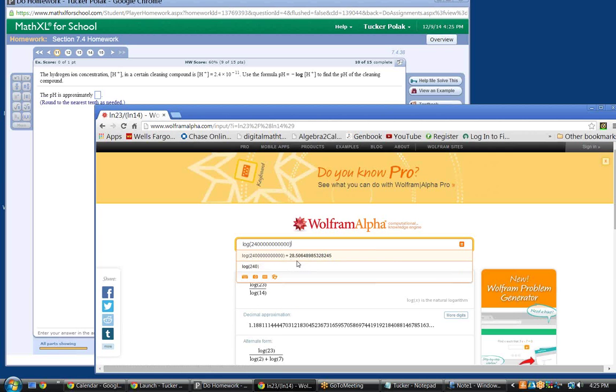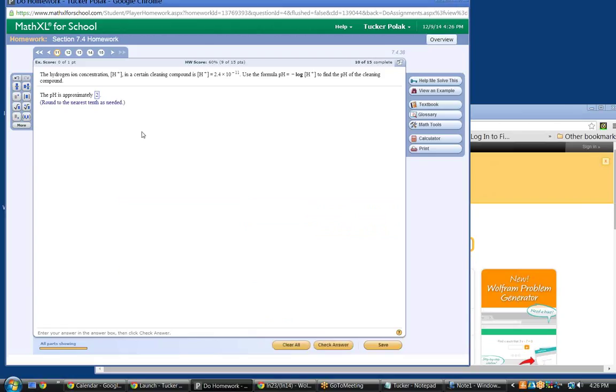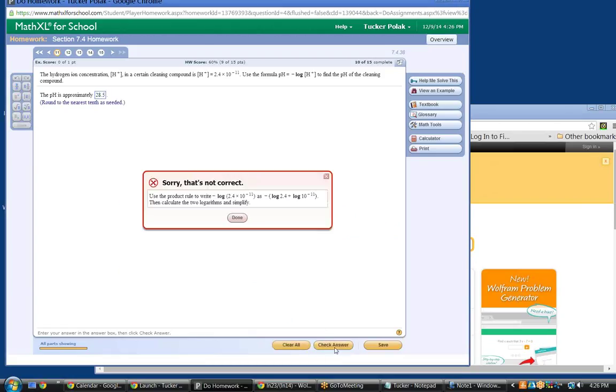So I guess the answer is 28 point what? All right. It says round to the nearest tenth? Yeah. 28.5. All right, I was wondering if I had to do that.